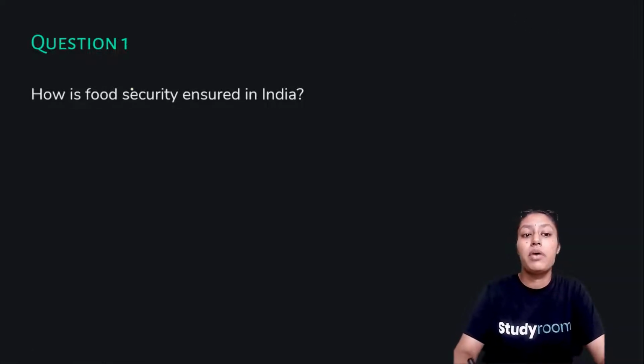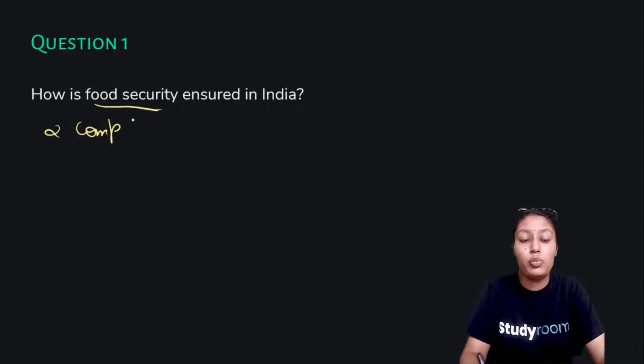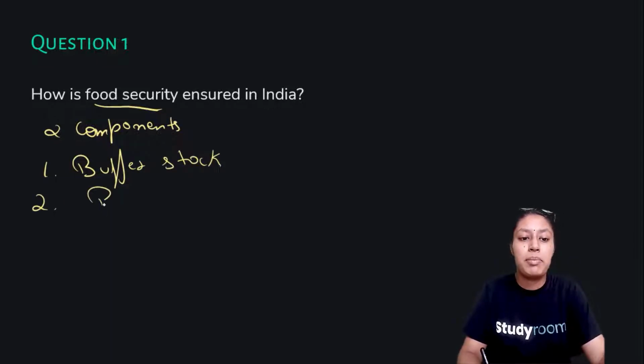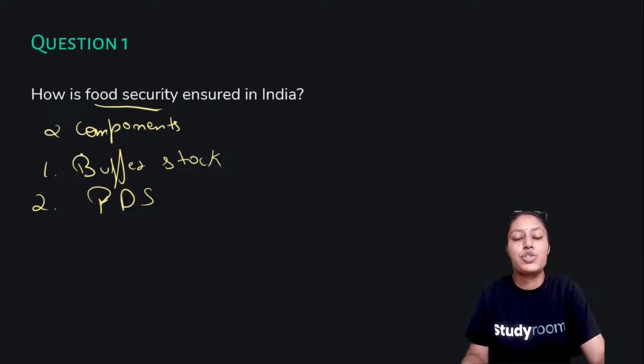So, we have learned that food security is ensured by two components. I hope you remember these two components. What are these two components? First is buffer stock. Yes, you are right. And second is PDS, public distribution system. So food security is ensured in India by these two major components.